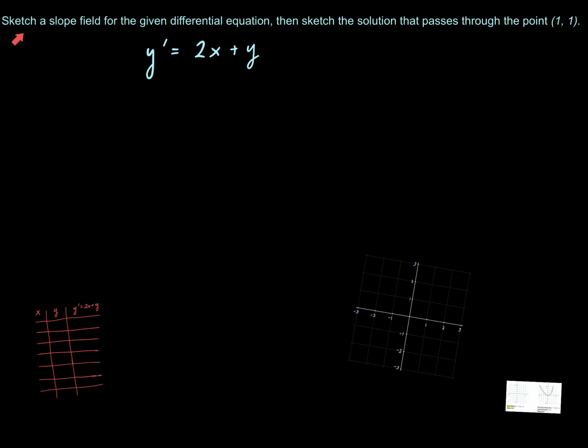Here we are asked to sketch a slope field for the given differential equation. Remember, it's an equation with a derivative in it. This is a differential equation. Then it says sketch the solution that passes through a specific point right here, (1, 1). Similar to the last problem we were just looking at, just a different derivative and different point.